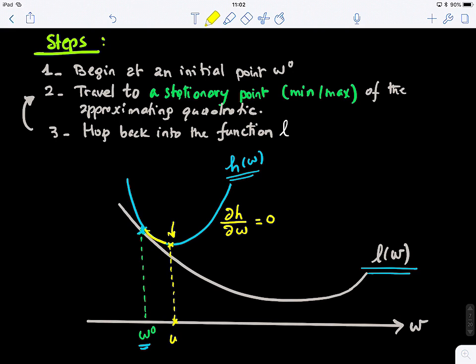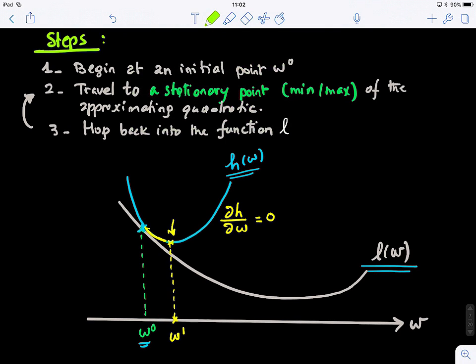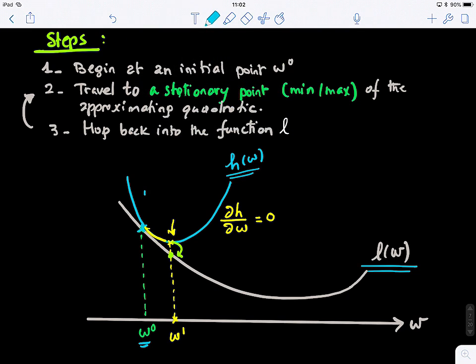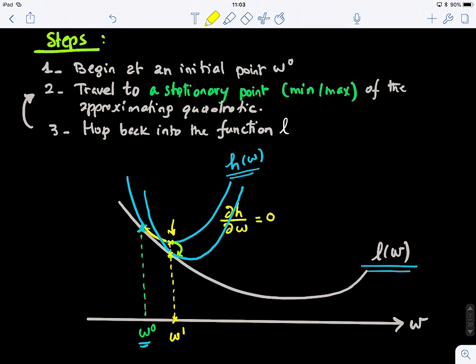We halt at this point, and then what we do is exactly the same step. So we hop back onto the loss function. We find this point, right? And then we approximate it again locally by a quadratic function. And then we travel from this point W1 to a stationary point right here of this function. And this is our W2.